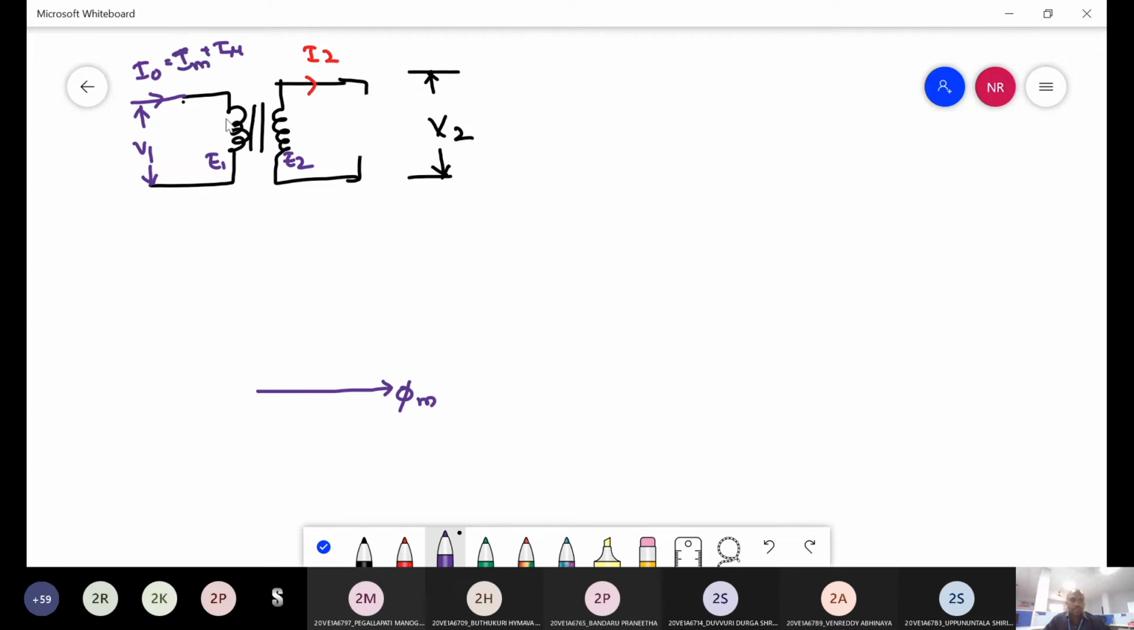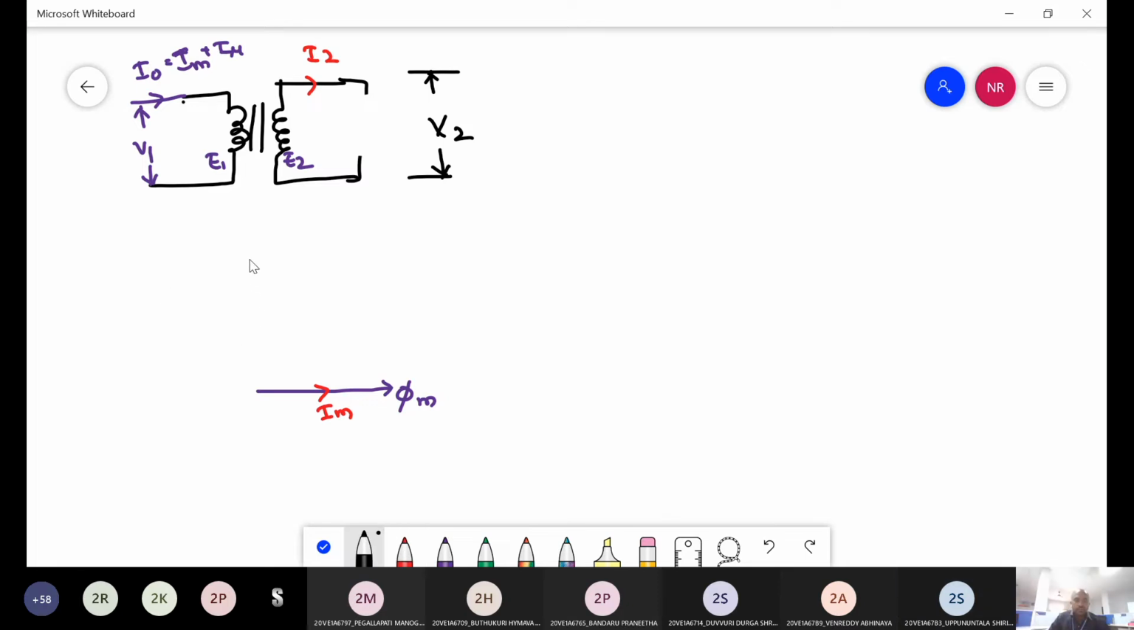Im's purpose is to magnetize the transformer core. I mu's purpose is to overcome the iron losses. So here flux phi m is always in phase with Im. Here we have the Im. Then the voltage, this transformer coil, we are given the supply voltage. This voltage always leads, it is an inductive coil. In an inductor, what is that? Current lags the voltage by 90 degrees. If we take the same current as reference, voltage leads by 90 degrees.